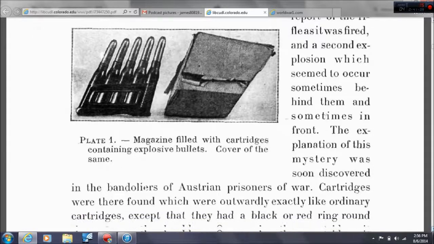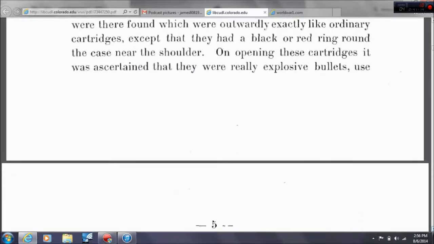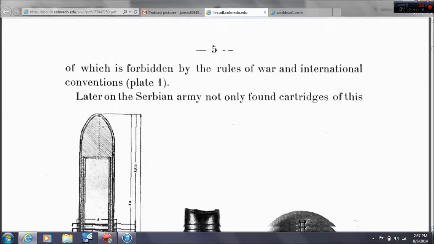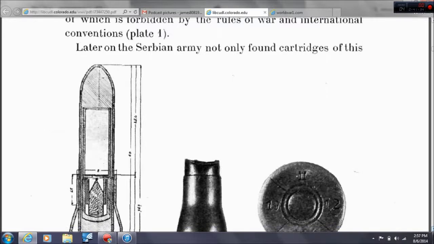Okay, while providing numerous pieces of evidence of the use of exploding bullets, R.A. Rice concludes of the rounds, quote, "There is therefore no doubt that these explosive Austrian bullets were used against Serbian soldiers. The number of persons so wounded proves that their use was very frequent."